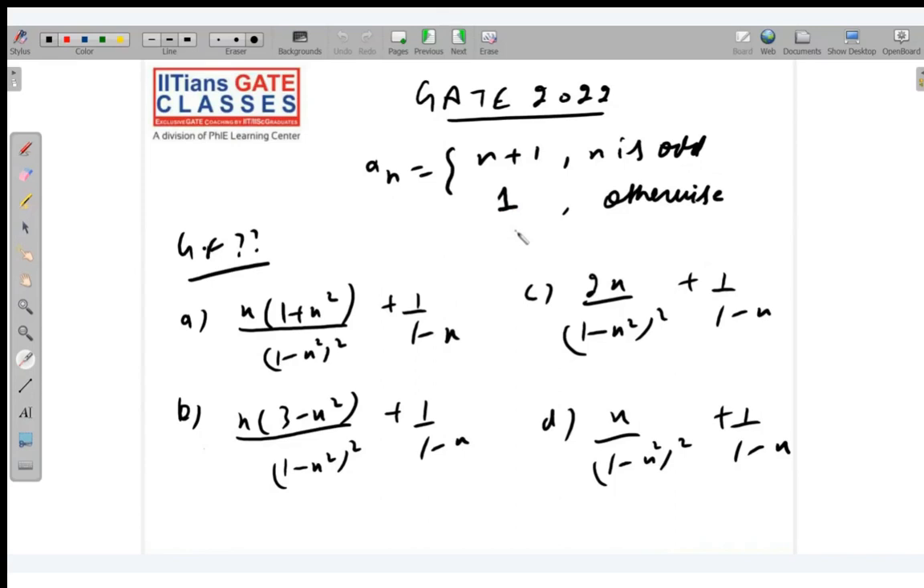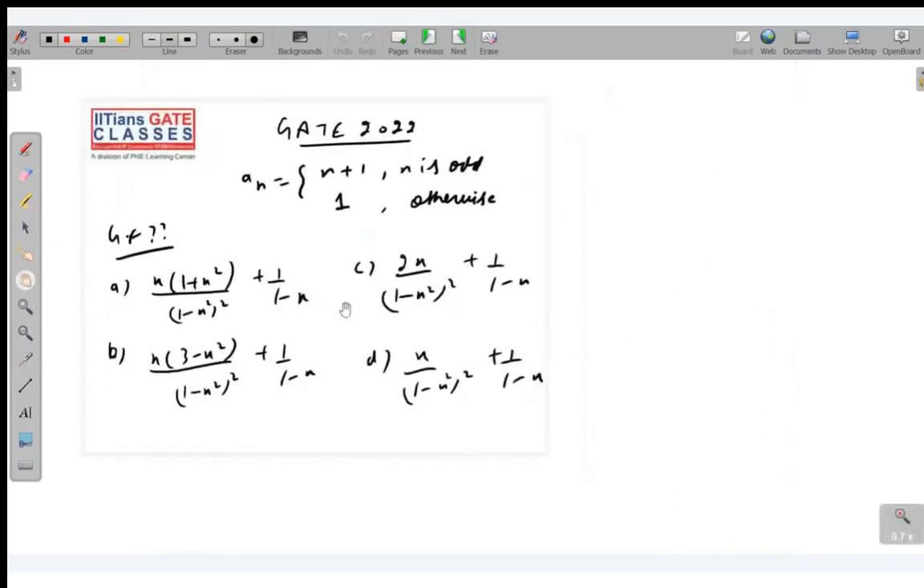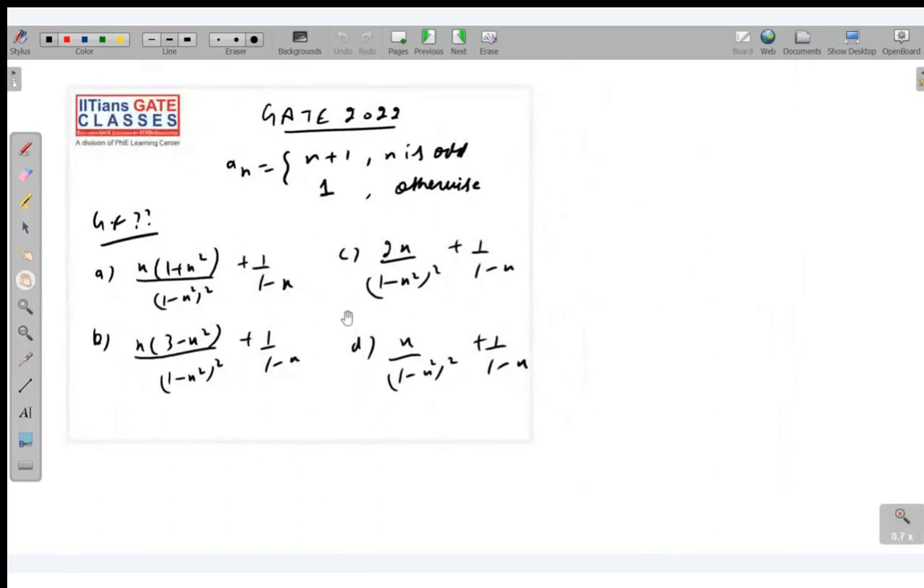So how will we approach this question? Let me tell you, this is GATE 2022. Any doubt? No, sir. Okay, so this is a GATE 2022 question. Let me do it. What they are saying is that a numeric function is given to us and they want us to find the generating function. The numeric function is n plus 1 if n is odd, 1 otherwise.